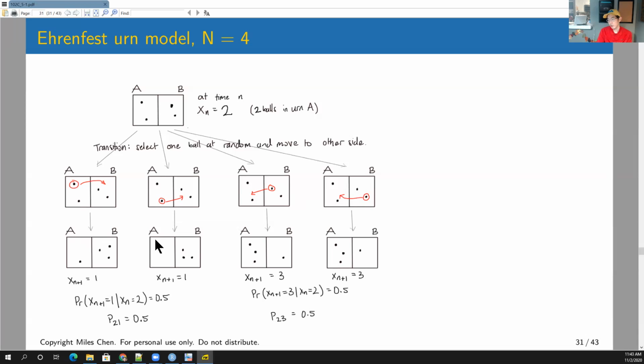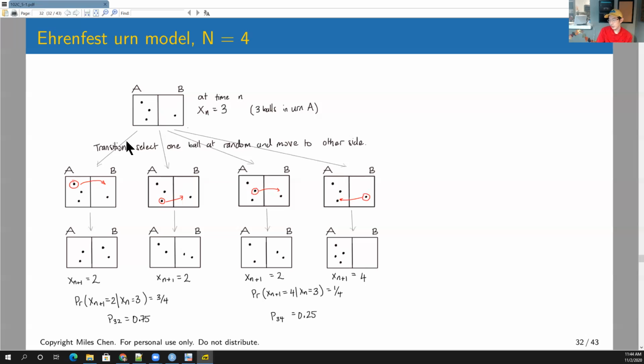Out of the 4 possible states that we end up with, 2 of them have 1 ball in A, and 2 of them have 3 balls in A. So the probability of going from 2 to 1 is 0.5. And the probability of starting at 2 and ending up with 3 is also 0.5. Is that all right?